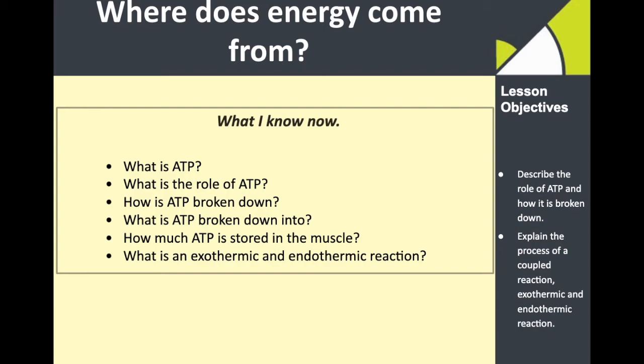How much is stored in the muscle? Remember, we said there's 2 seconds before we need to start putting it back together. But after that 2 seconds, because we start to put it back together, we've got an endless supply of energy. And then the types of endothermic and exothermic reaction. Remember, exothermic is a reaction that gives off heat or energy, and an endothermic reaction is a reaction that absorbs or takes in heat. So it takes energy from somewhere else and brings it in, and we do something else with it.